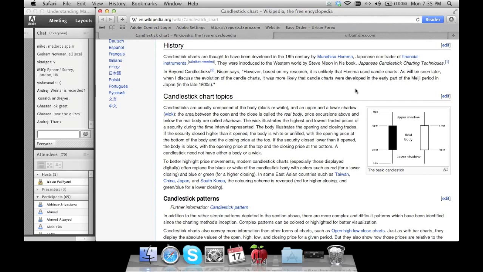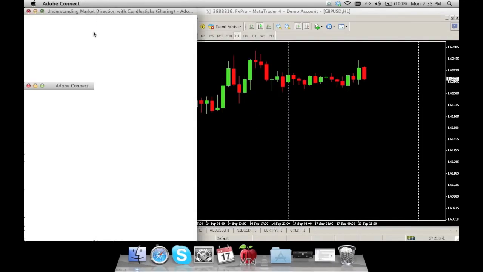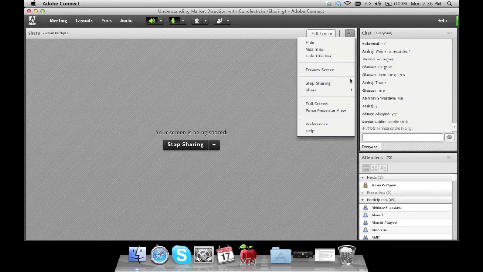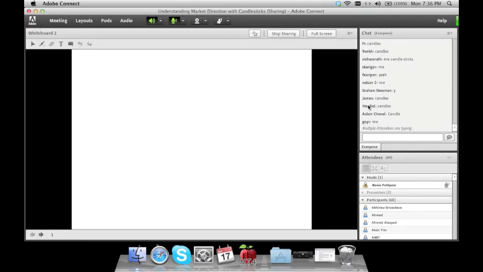Now, how many of you have been using candlestick patterns, and how many of you use different charts? Okay, seems like a lot of people use candles.